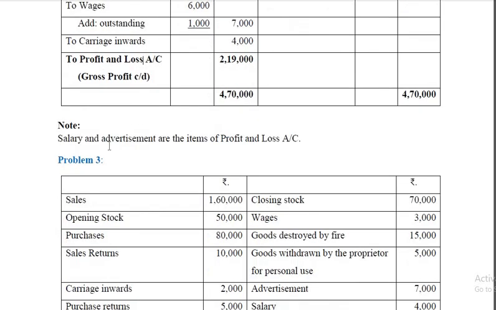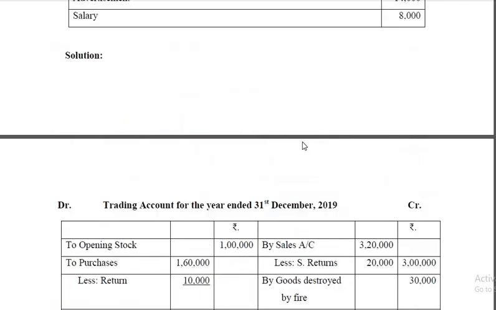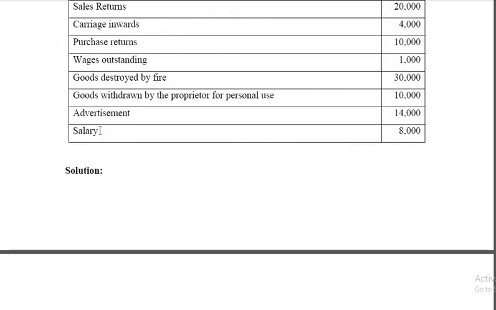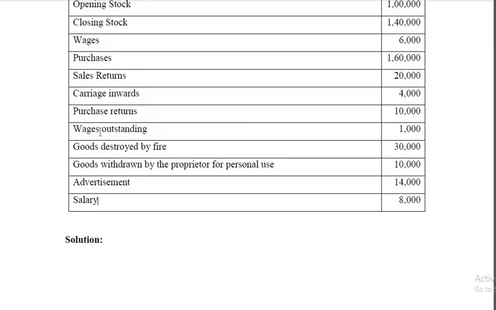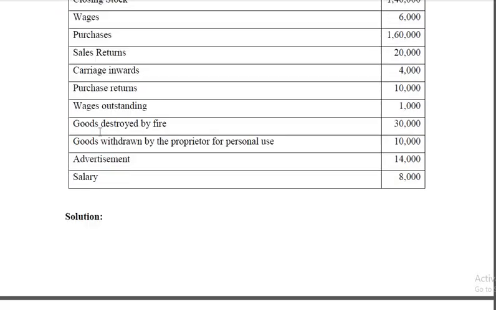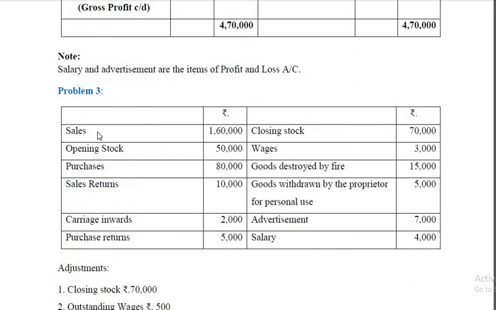Alright, it is written that salary and advertisement are items of profit and loss account. They are not entered in the trading account. You got advertisement, salary. Okay, so these are the items to be taken to profit and loss account.